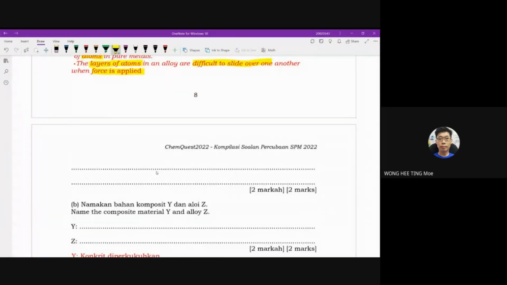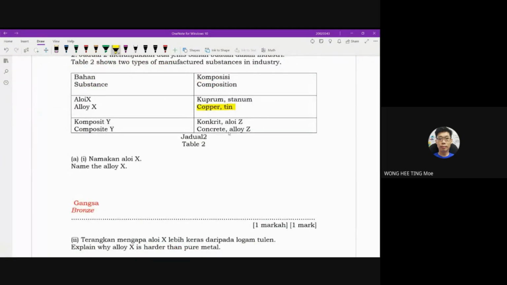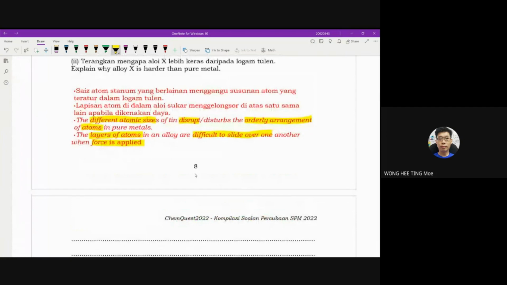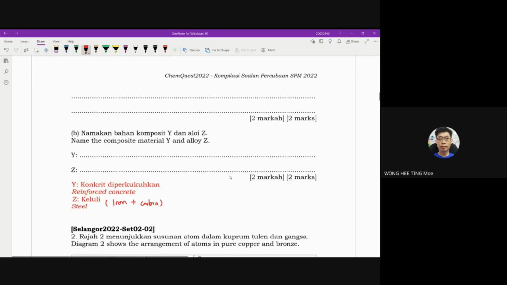Okay, next, name the composite material Y and alloy Z. Here you can see the composite material is concrete, and then alloy Z. So what is this? Any idea, class? Try to guess. Anyone have the answer for this question? Reinforced concrete. Okay, reinforced concrete. So what is Z? Steel. Steel is the alloy. It's a mixture of iron and carbon. Okay, good. This one is iron plus carbon. So 2 marks. Now next question.